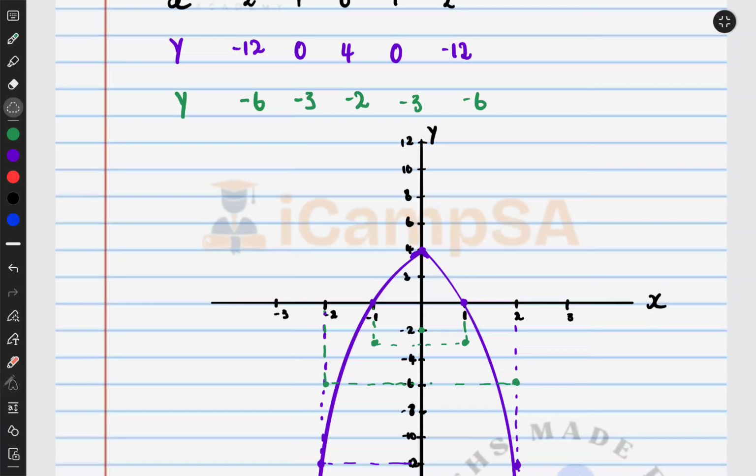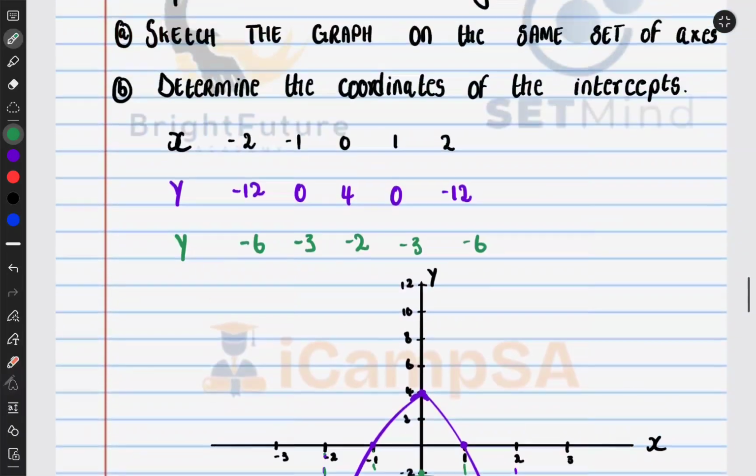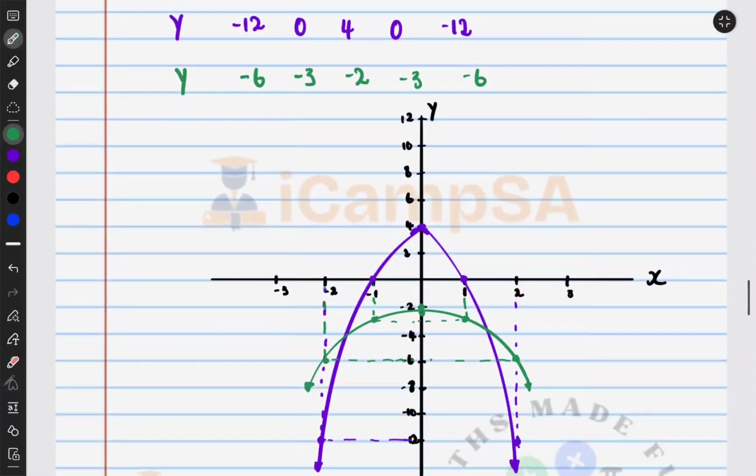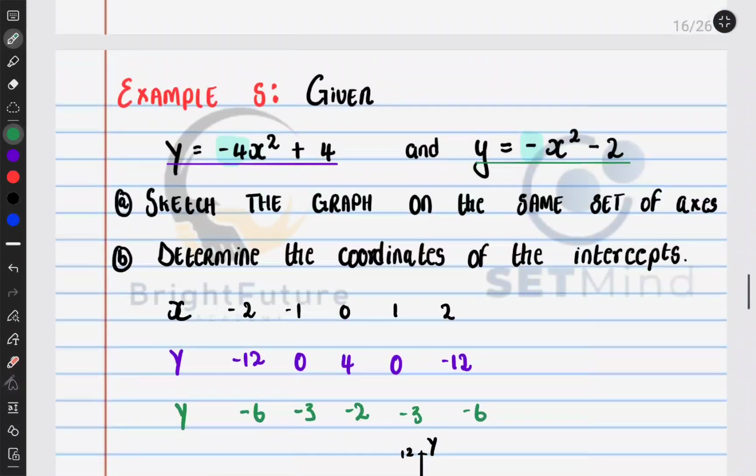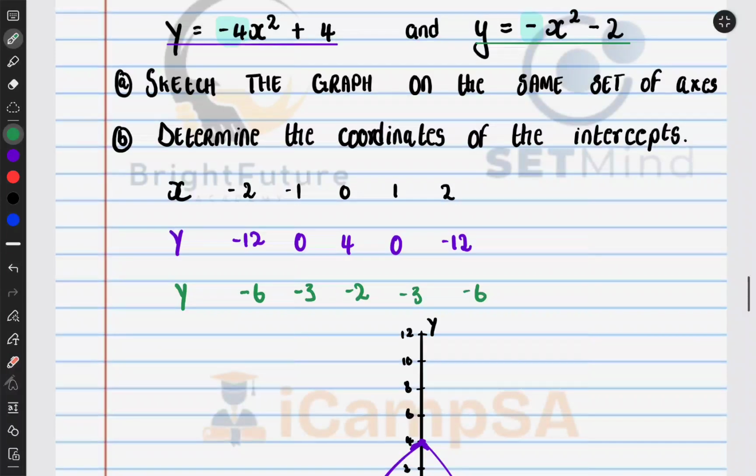Understand something? Yes, that is our function there. It's also facing down because the value of a was negative. So this function here is y equal to negative x squared minus 2, and the other one is y equal to negative 4x squared plus 4.